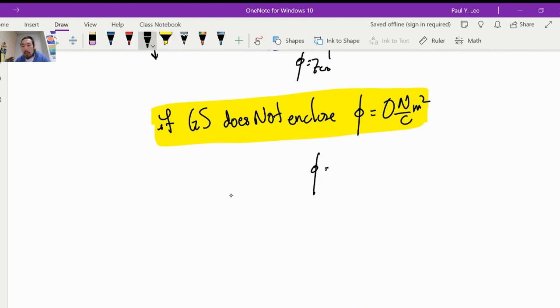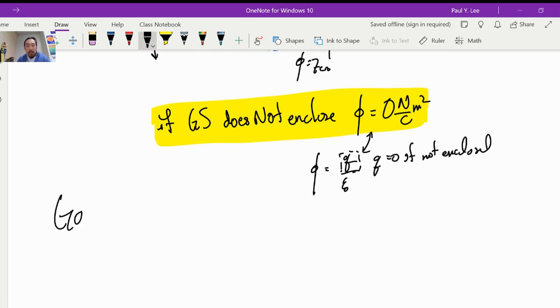Mathematically, it should make sense, because we know that this is the derived formula for flux for a charge enclosed. If you're not enclosing, here your Q is 0 if not enclosed. So of course your flux is 0, right? So these two ideas communicate with each other. Now, that right there is Gauss's law.